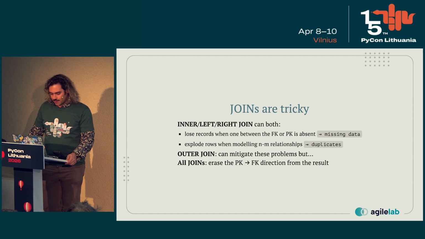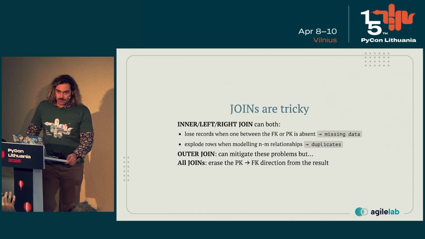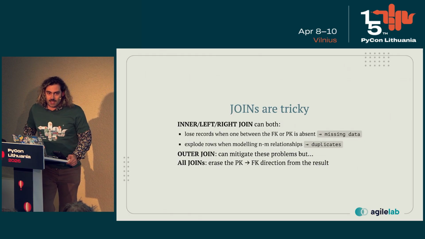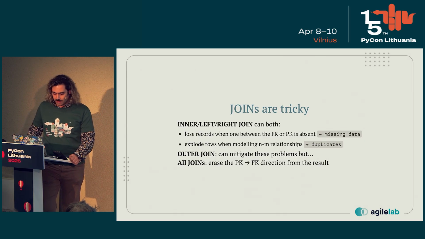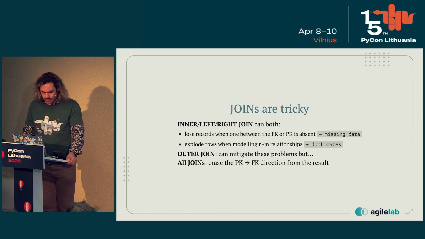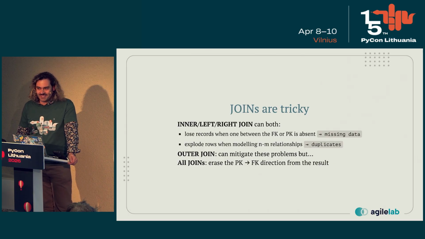Joins have side effects. Inner, left, right joins can lose records whenever a foreign key is not pointing to a primary key of another table, or can create duplicates, as we are going to see later, whenever there is a multiple cardinality. If you're experienced with joins, then you think, okay, but outer joins can alleviate this problem. It's true, but all joins have one big problem: they lose cardinality. By joining two rows together, you put columns side by side, and that loses the directionality.